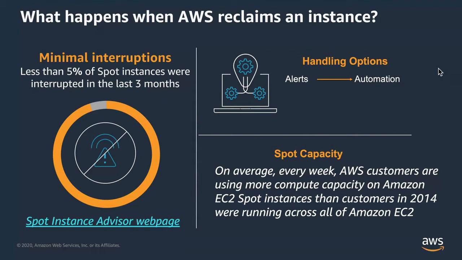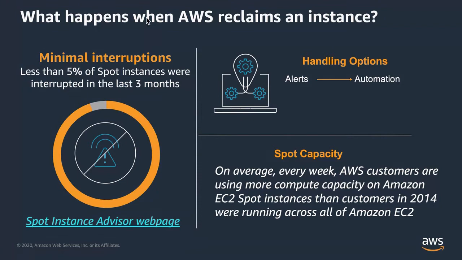Next, I want to highlight what is on the left side here. The fact that interruptions don't actually occur that often in practice is what you see here on the left. Over 95% of Spot instances were manually terminated by the customer in the last 3 months because they completed their workloads, versus AWS coming and having to reclaim that capacity. So less than 5% of the time do we have to reclaim the capacity because we're seeing a spike in demand. This data is available on the Spot Instance Advisor webpage.